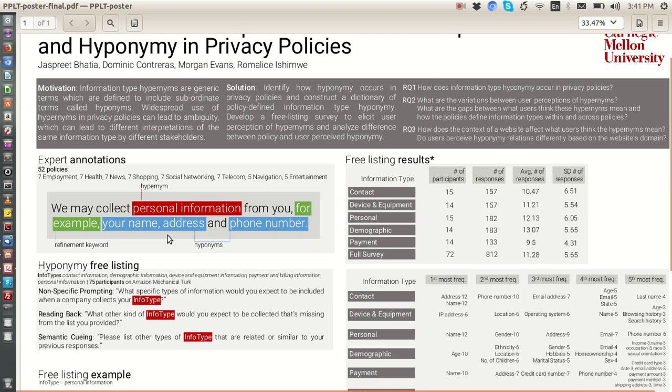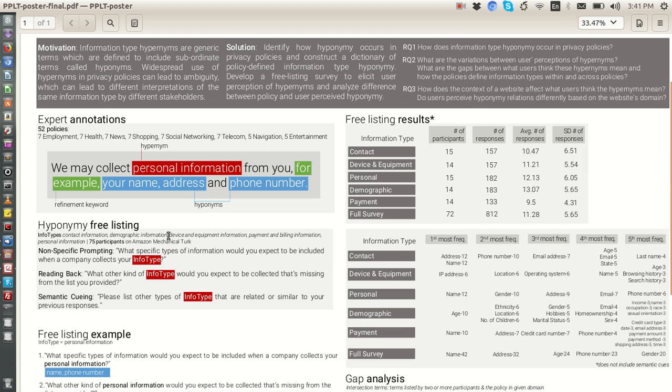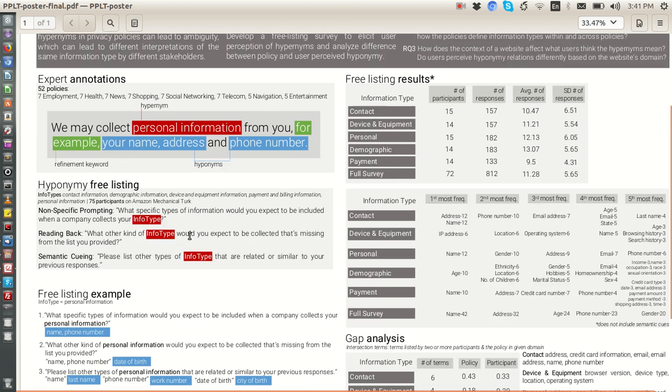Now, for the expert annotations, we wanted them to analyze what they understand from privacy policies. They would highlight the hyponymy or hyponym, and highlight the keyword, which in this case is for example, and also the detailed information. In this case we call them hyponyms.